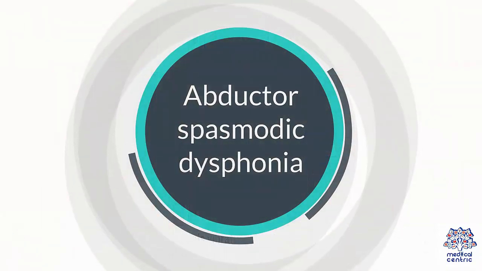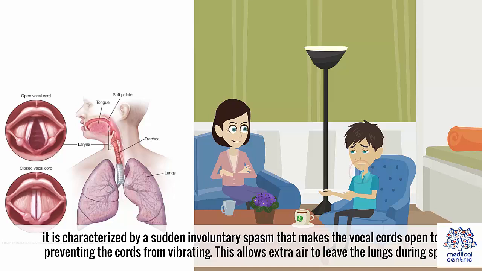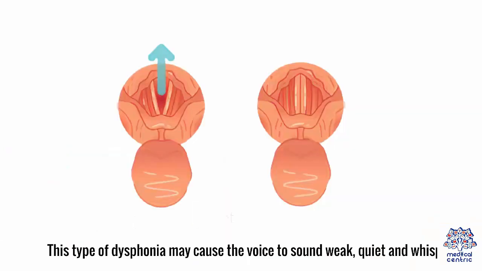Abductor spasmodic dysphonia. It is characterized by a sudden involuntary spasm that makes the vocal cords open too far, preventing the cords from vibrating. This allows extra air to leave the lungs during speech. This type of dysphonia may cause the voice to sound weak, quiet, and whispery.